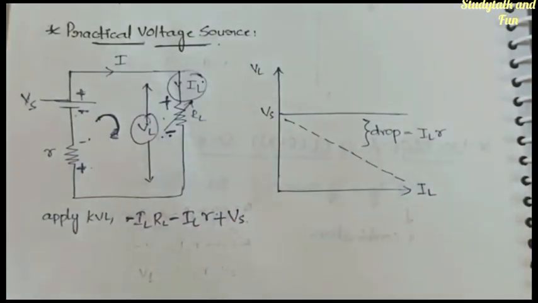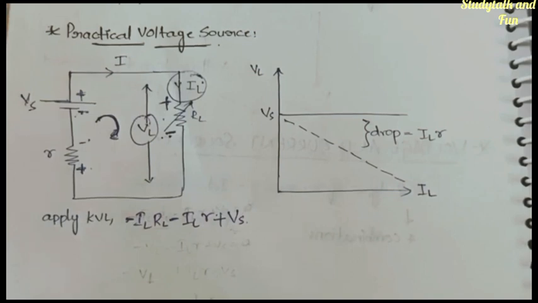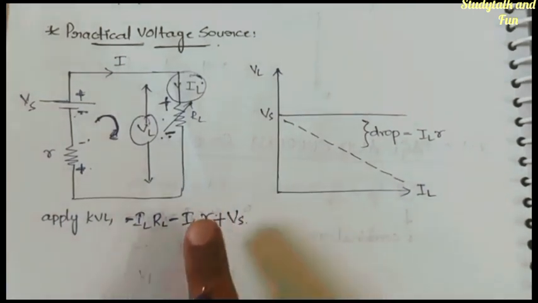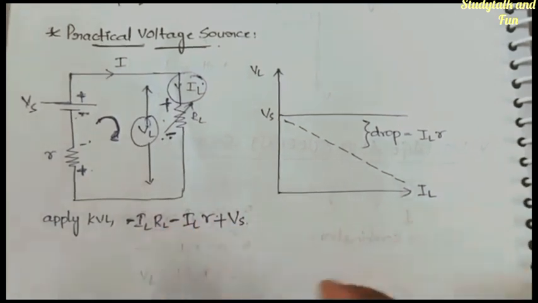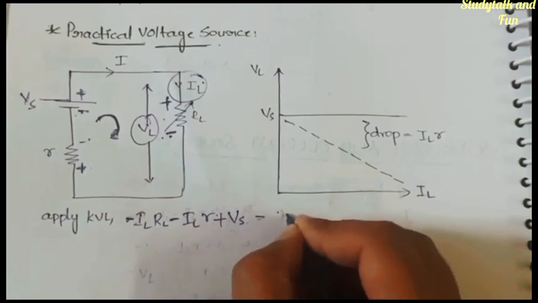Why Vs? KVL means the sum of potential differences should be equal to 0. So this is potential difference only. IL into RL is a potential difference. V is equal to IR, right? IR again. So this should be equal to 0.